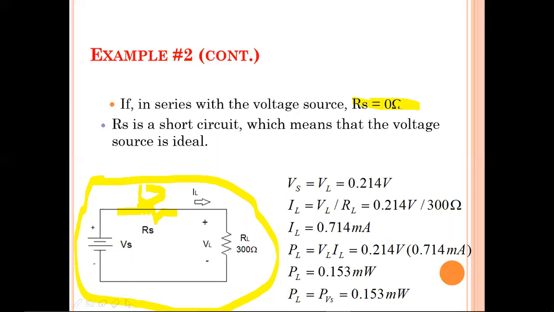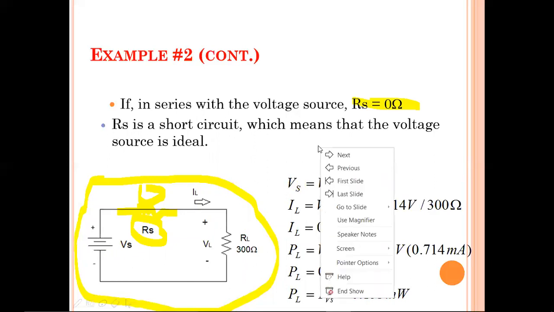Hope you are clear. So the internal resistance is 0, and that is the reason I didn't mention it. Instead of drawing a line, I use this RS term, which means there is a resistance present, but its value is 0 ohms. The presence of RS is indicated by the naming of 0 ohms. So VS is equal to VL. The same voltage will appear.